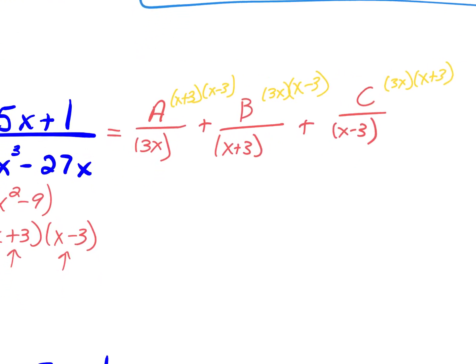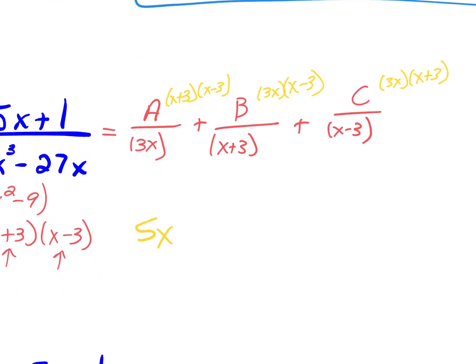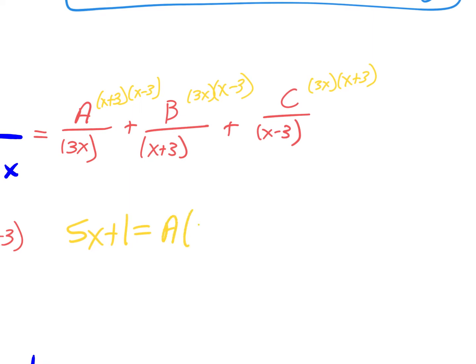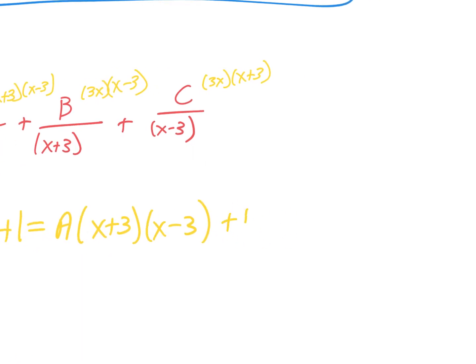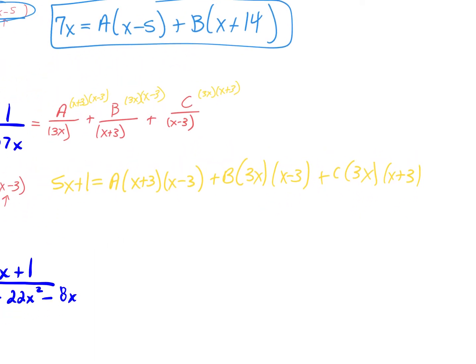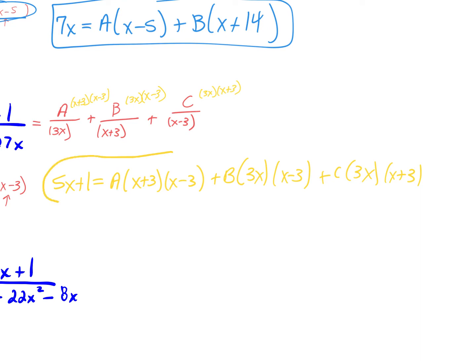So now your answer would be 5x plus 1 equals A times x plus 3, x minus 3. You do not have to FOIL that out. You can just leave it. Plus B times 3x times x minus 3. And then plus C times 3x times x plus 3. And that, ladies and gents, is your answer for the setup.